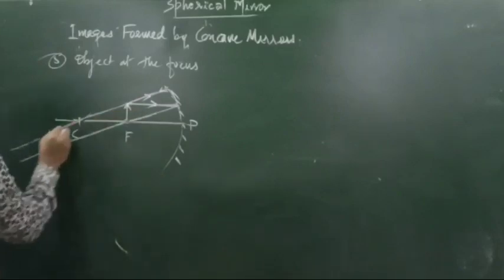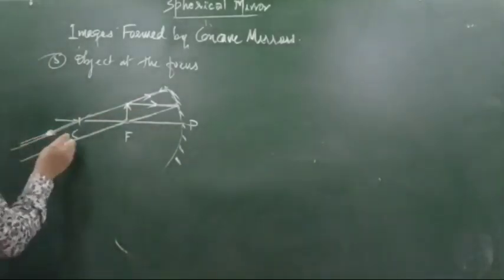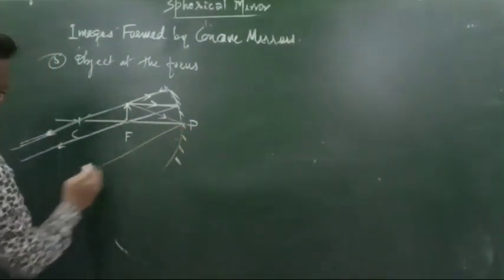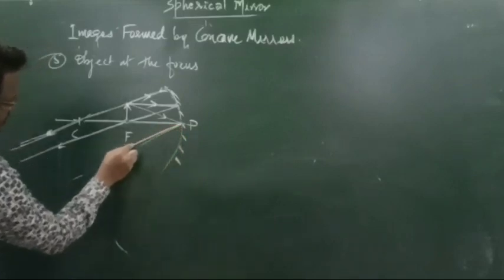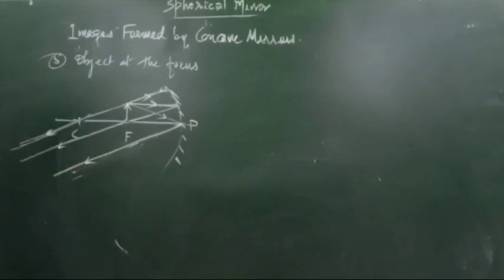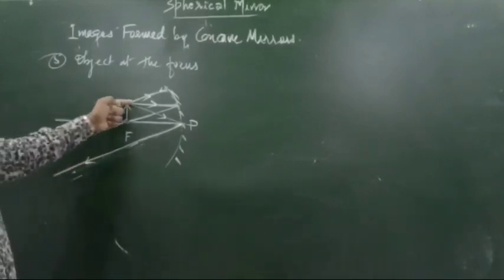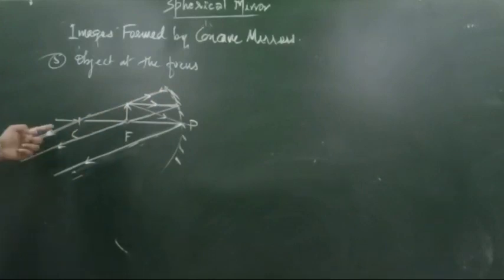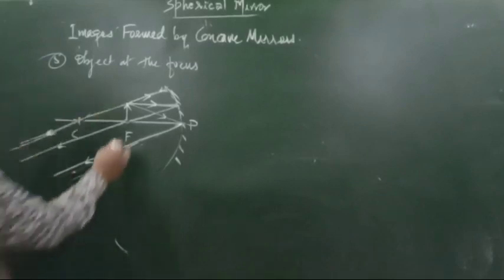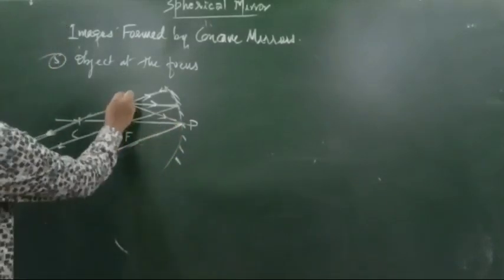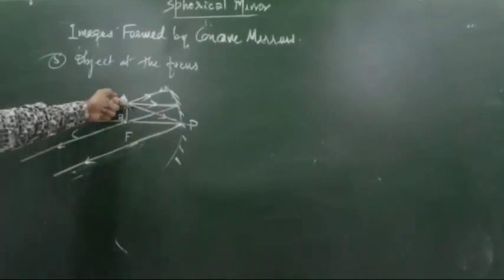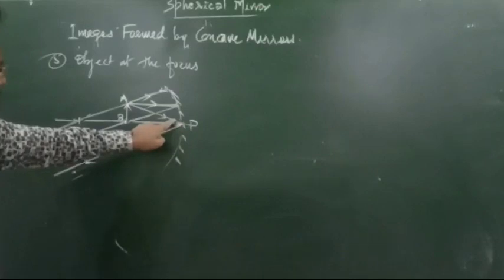A ray which is incident here at an angle i will be reflected at the same angle i. Okay, a ray which is incident parallel is passing through the focus. A ray which is incident along the center of curvature is retracing its path. All of these rays are incident from the head. Now, I generally make the rays start from the head. So a ray which is incident here at the pole at a certain angle i will be reflected at the same angle i.